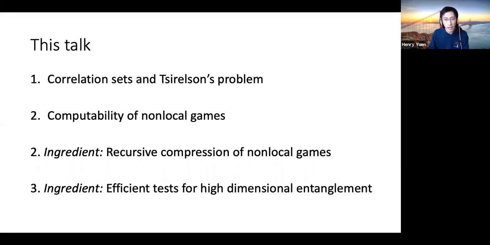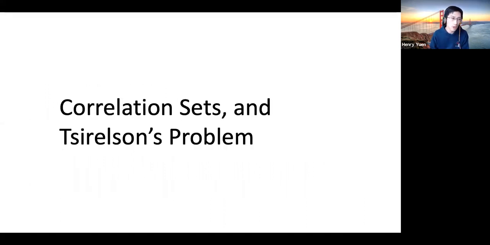And then with that in mind, I'll highlight two important components of the MIP star equals RE proof. One being a recursive compression technique for games, and that in turn relies on having very efficient tests for high dimensional entanglement. So that's the outline, and let's get started with correlation sets and Tsirelson's problem.